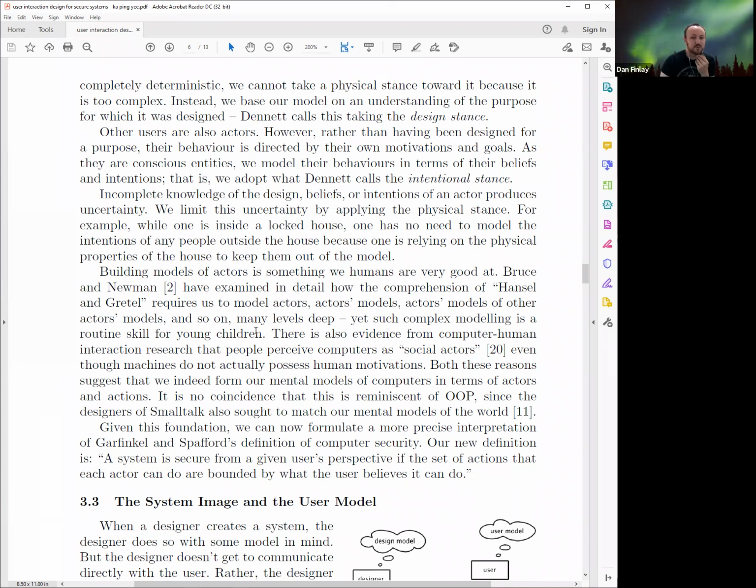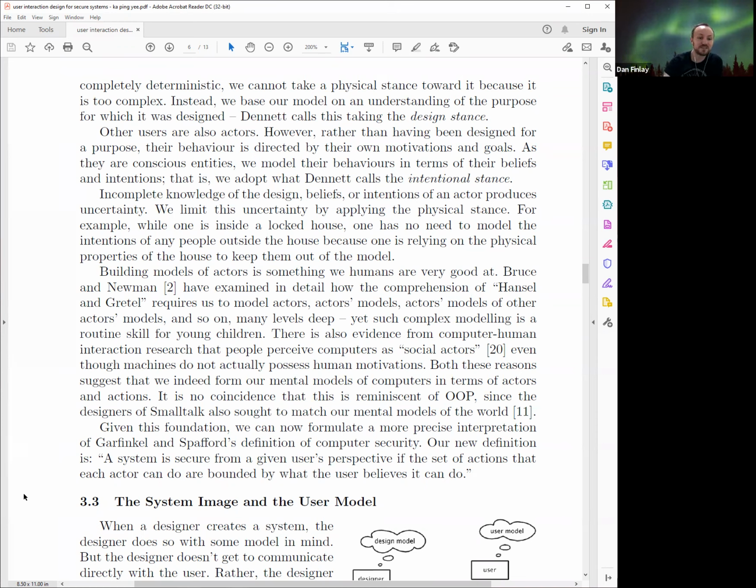There's also evidence from computer-human interaction research that people perceive computers as social actors, even though machines do not actually possess human motivations. Both these reasons suggest that we indeed form our mental models of computers in terms of actors and actions. It is no coincidence that this is reminiscent of object-oriented programming, since the designers of Smalltalk also sought to match our mental models of the world. Given this foundation, we can now formulate a more precise interpretation of Garfinkel and Spafford's definition of computer security.